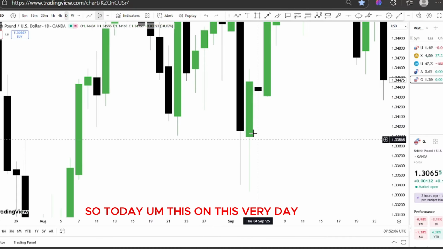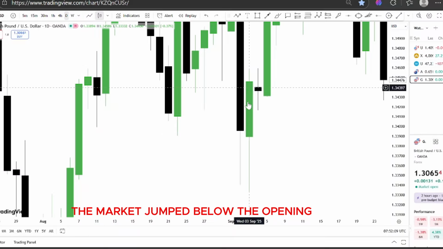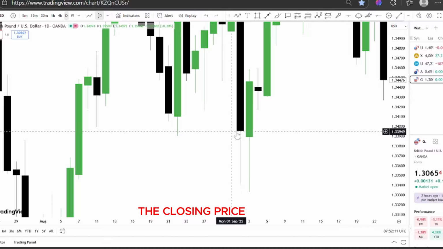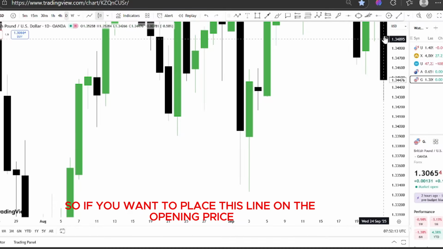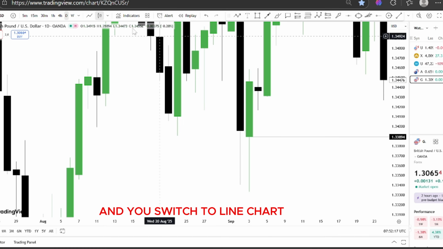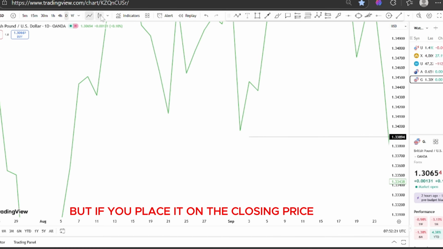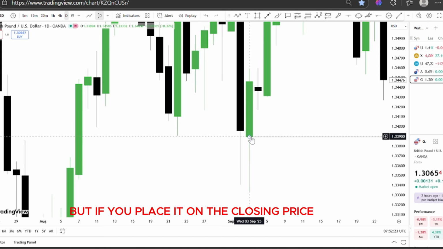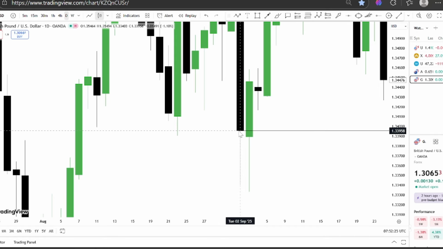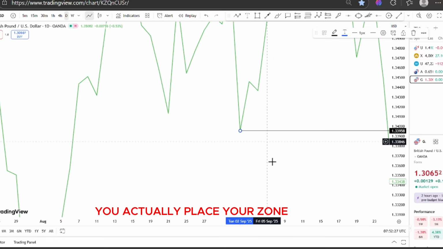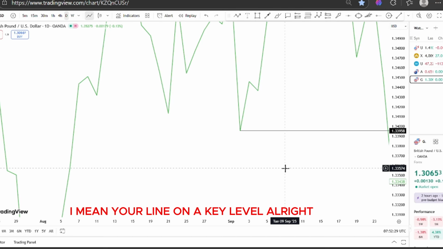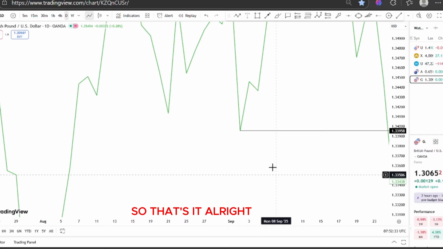So today, on this very day, the market jumped below the closing price. If you want to place this line on the opening price and you switch to line chart, you don't place the line on anything. But if you place it on the closing price and then switch to line chart, you actually place your line on a key level. All right, so that's it.